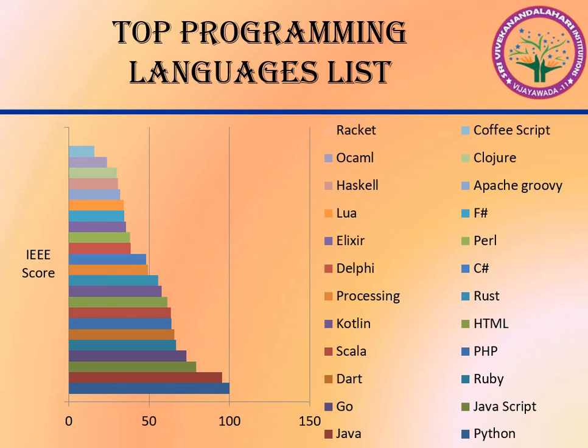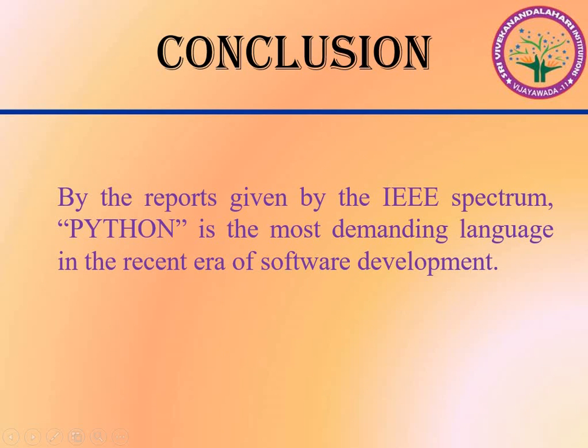But now I conclude that if you are passionate about web development, or about mobile development, embedded systems development, or Android app development, it is best suited for you to learn Python with all its features available in the market. Here I conclude that by the reports of the IEEE Spectrum, Python is the most demanding language in the recent era of software development. It occupies a 100% weightage among the remaining 52 languages which are available at present.